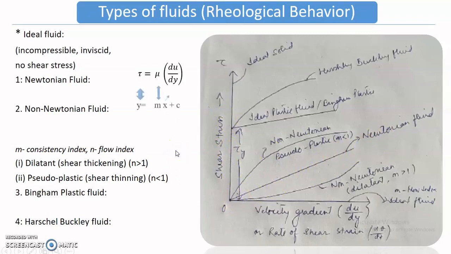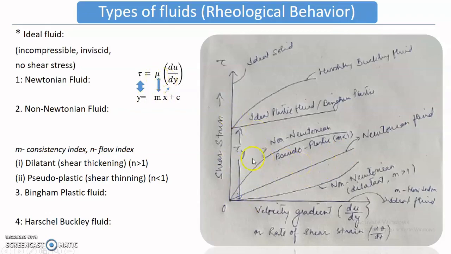This equation is similar to your straight line equation, y is equal to mx plus c. Here your y is the tau. Your x is the du by dy, that is the velocity gradient, and m, the gradient, is the mu. And c is 0. So when we plot this, we will have a straight line like this for a Newtonian fluid, and the gradient, that means the slope of this line, will give you the viscosity.